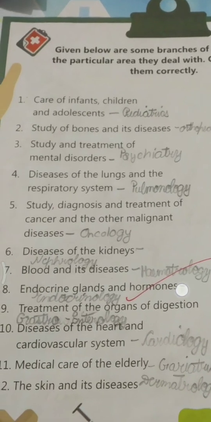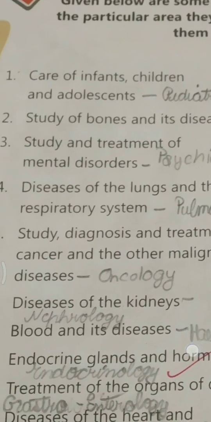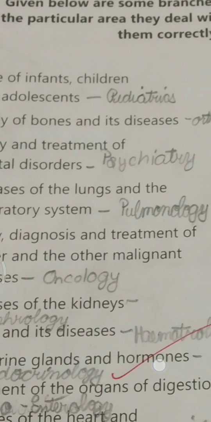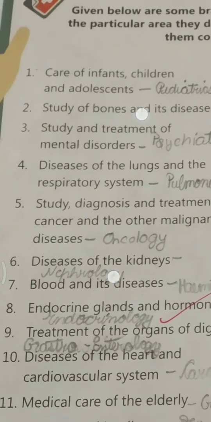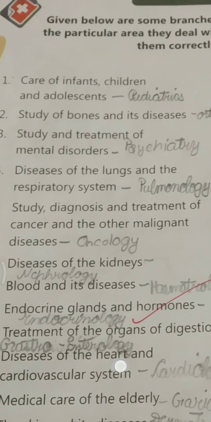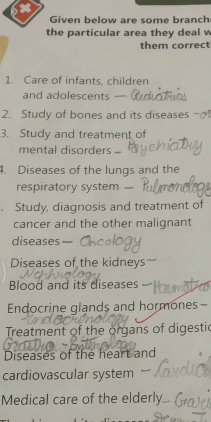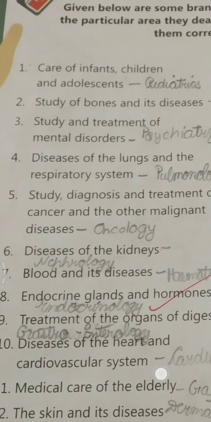Care of infants, children and adolescents: the branch of medicine is known as pediatrics. Study of bones and diseases: orthopedics. Study and treatment of mental disorders: psychiatry. Fourth, diseases of the lungs and the respiratory system: pulmonology. Study, diagnosis and treatment of cancer and other malignant diseases: oncology. Diseases of the kidney: nephrology. Blood and its diseases: hematology.